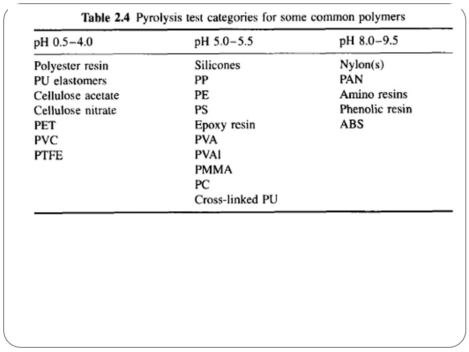This table shows that when pyrolysis is carried out for polystyrene resins, the pH is between 0.5 to 4. Similarly, silicone shows a pH of 5 to 5.5, and nylon shows a pH between 8 to 9.5. So based on these, we can identify the nature of the polymer, whether it is acidic, neutral, or basic in nature.